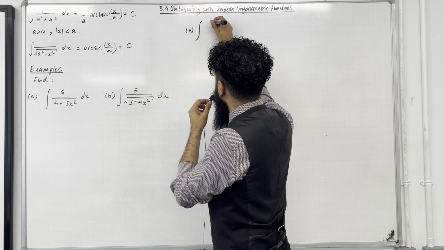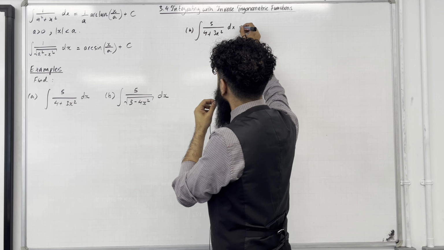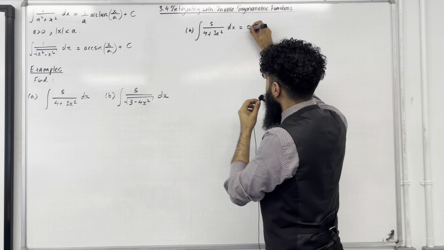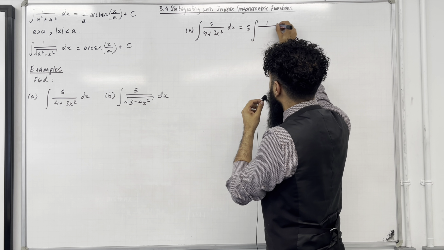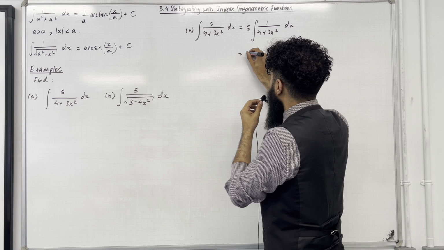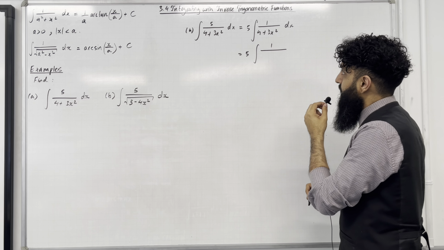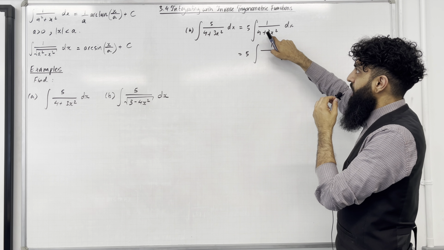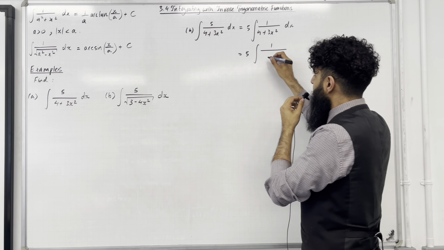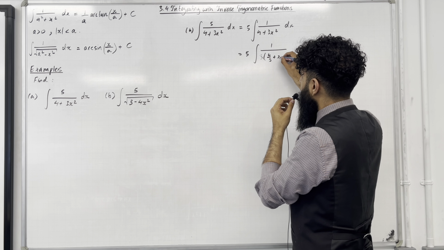The integral of 5 over 4 plus 3x squared dx equals: I can take the numerator, which is 5, outside the integral, so I have 5 multiplied by the integral of 1 over 4 plus 3x squared dx. Notice that in the denominator the coefficient of x squared is 3, but that needs to be a 1, so I need to take out a factor of 3. If I take out a factor of 3, I have open bracket 4 over 3 plus x squared close bracket dx.